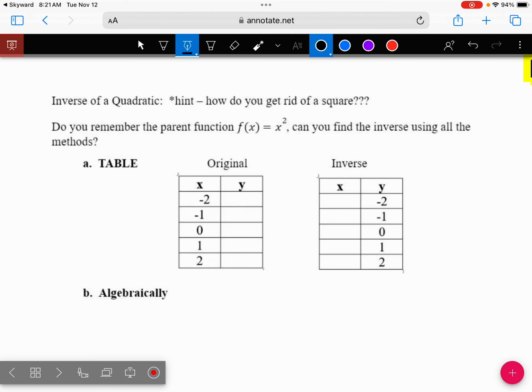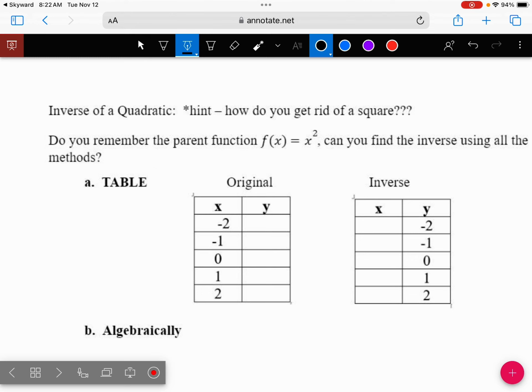Okay, so now let's talk about a quadratic. So the inverse of a quadratic. Does anybody know what the opposite of squaring a number is? If you look at your calculator, find the x squared key on the calculator. And what is the symbol right above it on the same key? Square root, yeah. So the inverse of a square is called a square root. So how do you get rid of a square? It is a square root.